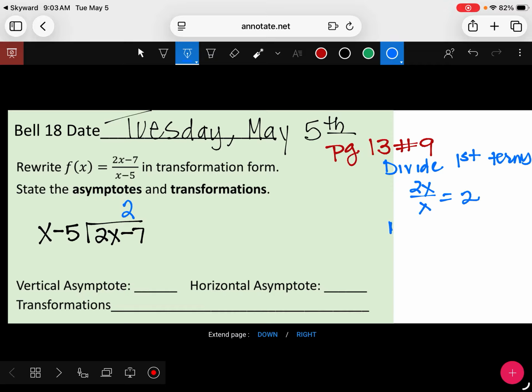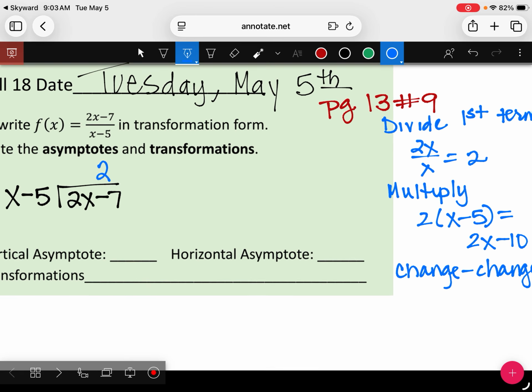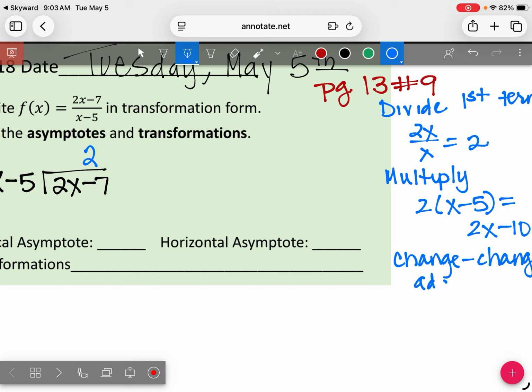Step number 2, multiply that by your denominator. So you'll have 2 times x minus 5, which is 2x minus 10. And step number 3 is change, add. So that's going to change the positive 2x to a negative 2x and the negative 10 to a positive 10.